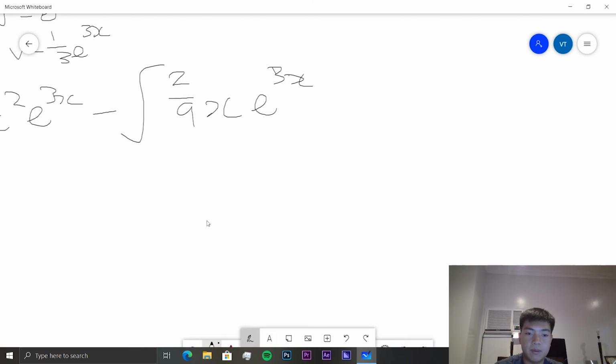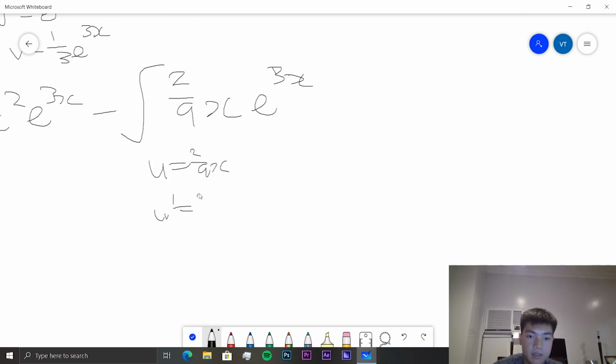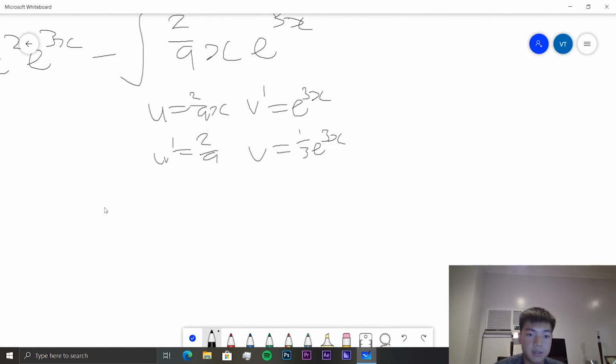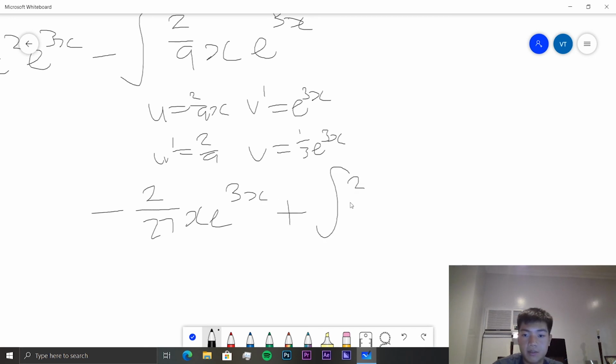So again, integration by parts here. So u is equal to 2 over 9 x, u prime is equal to 2 over 9, v prime is equal to e to the 3x, so v is equal to 1/3 e to the 3x. So this is equal to minus u times v, so minus 2 over 27 x e to the 3x plus the integral of 2/9 times 1/3, so 2 over 27 e to the 3x, which should be equal to 2 over 81 times e to the 3x.